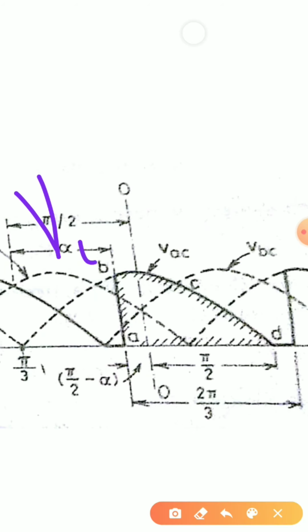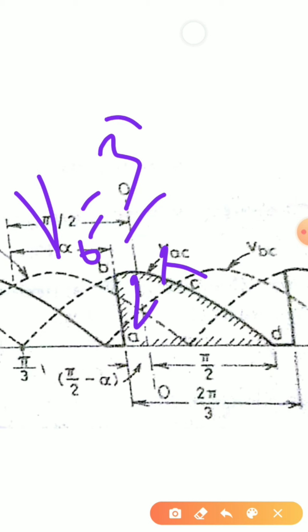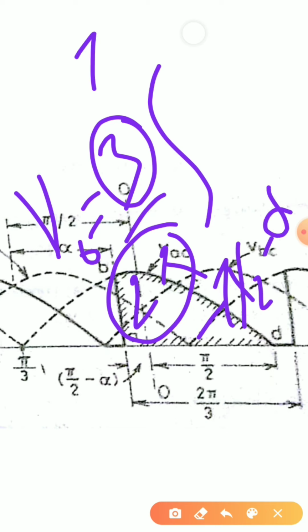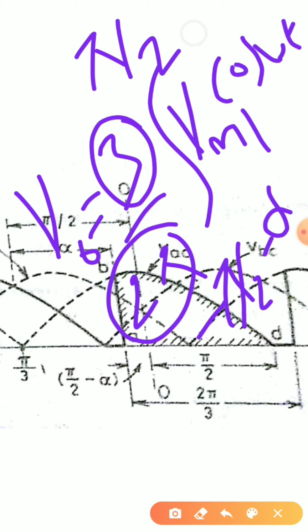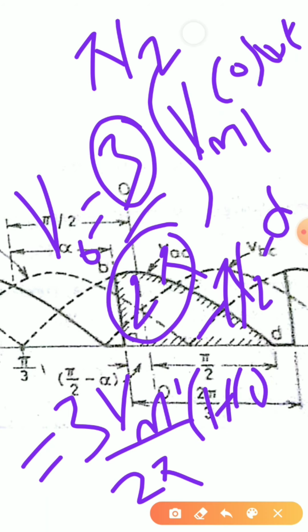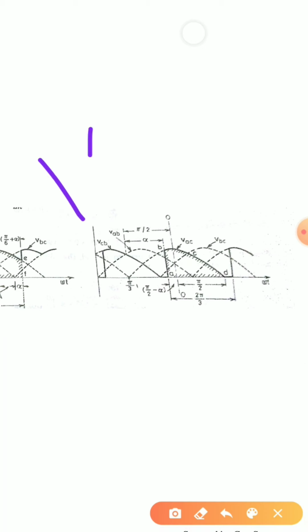Therefore the expression of V0 is equal to 3 by 2 pi. That is 3 phases I am having, and the whole cycle I am considering. So here in the negative portion pi by 2 minus alpha, and here pi by 2. This is how I will be considering this, and my integrand will be VML cos omega t into d omega t. Integrating that also I will be getting the same value. I will be getting 1 plus cos alpha. So this is how I will be deriving the expression for my average output voltage.